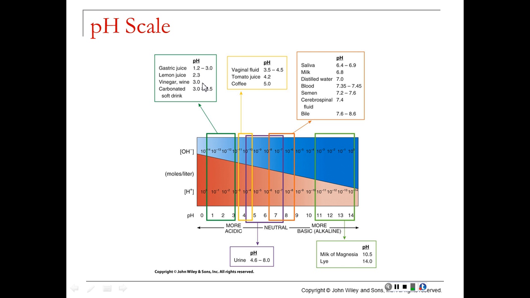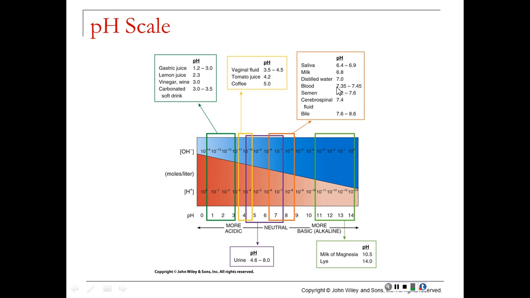Check out vinegar at 3.0, or even a carbonated soft drink, the soda that you just drank for lunch today, has a pH of 3.0 to 3.5. Think about what that's doing to your teeth, right? Coffee is actually slightly acidic as well. Things in our body: saliva is here at 6.4 to 6.9. Like I said, slightly acidic.